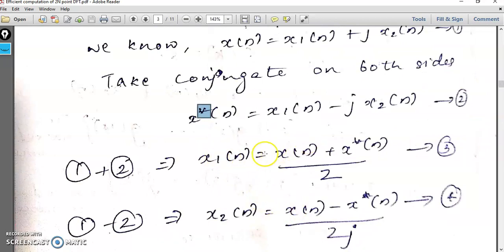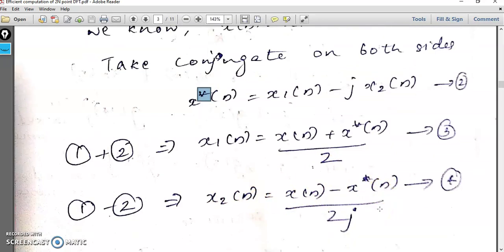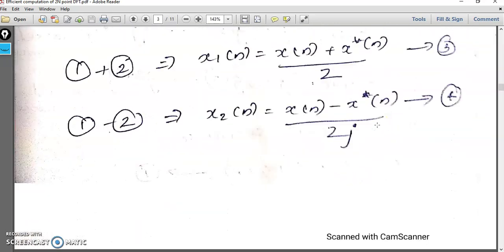x1 of n is equal to x of n plus x conjugate of n divided by 2, and x2 of n is equal to x of n minus x conjugate of n divided by 2j, using equations 1 and 2. Then what is x1 of k?